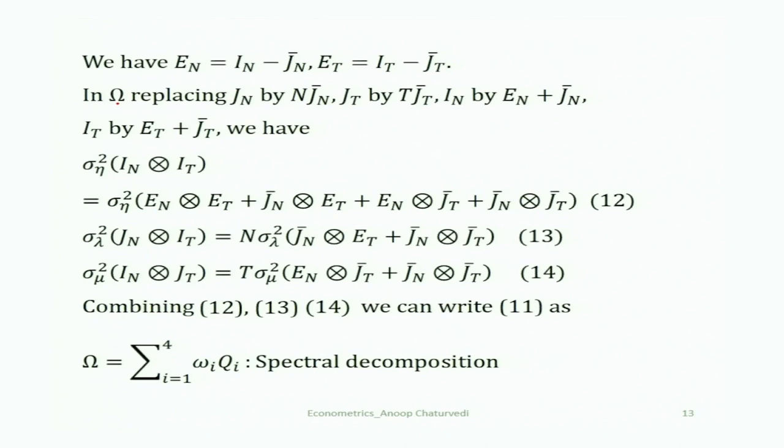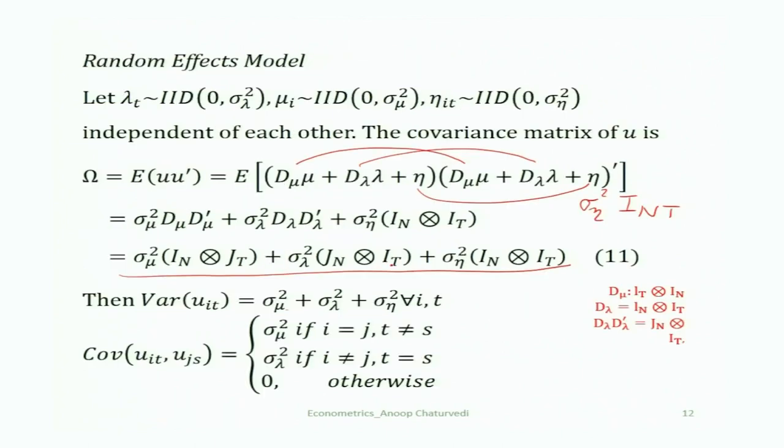Then in the expression for omega, we replace j n by n times j bar n and j t by t times j bar t, and then we replace I n by E n plus j bar n. From here you observe that I n is equal to E n plus j bar n, and then we replace I t by E t plus j bar t. So actually this is the expression: we are replacing I n by E n plus j bar n, we are replacing j t by t times j bar t, then j n by n times j bar n, again we replace I t by E t plus j bar t and so on. And then we simplify it.